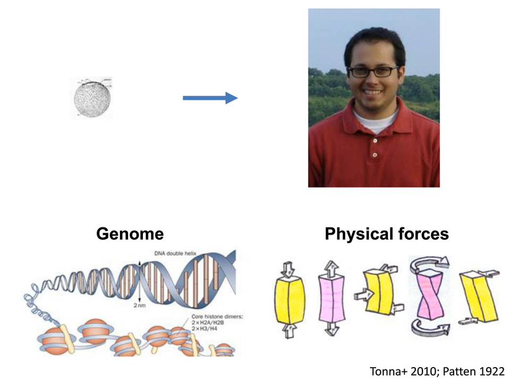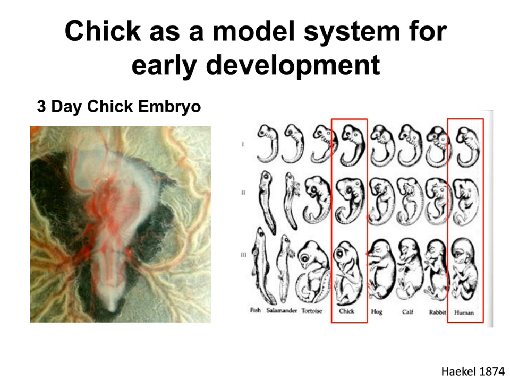In this endeavor, we rely primarily on the chick embryo as a model system. Shown at left is a 3-day-old chick embryo, which is equivalent to about 2.5 to 3 weeks of development in humans. As illustrated on the sketch at right, you can see that at these earlier stages of development, the chick embryo and the human embryo are essentially indistinguishable. And as such, many developmental processes are actually conserved across these two species.